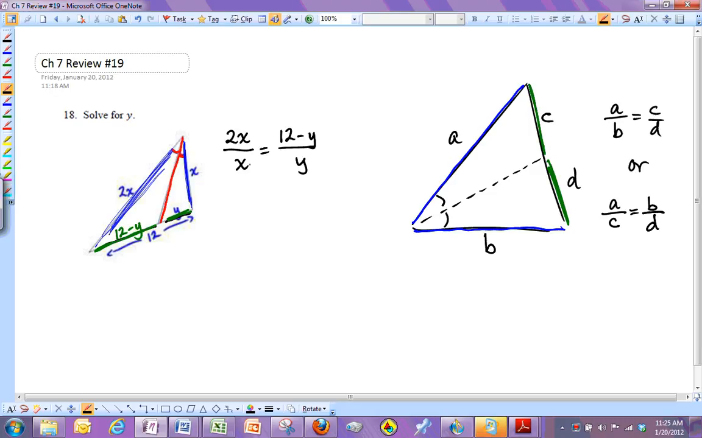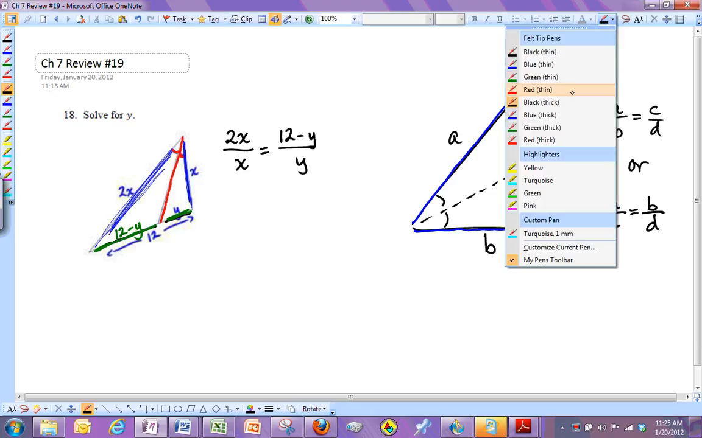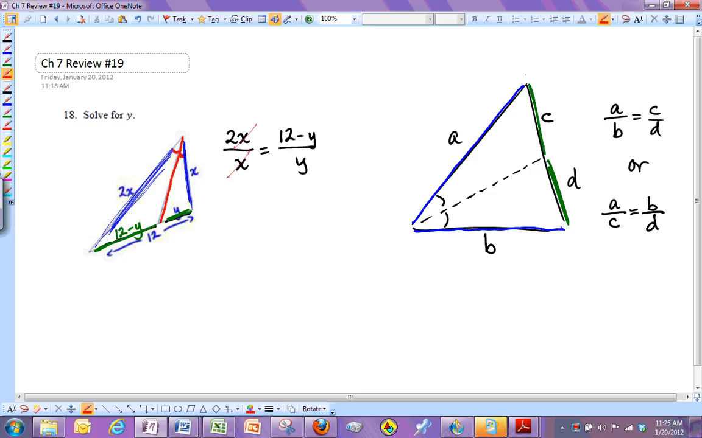And so if you set it up this way, one nice thing is that the x's are going to cancel right away, and you're left with 2 over 1 equals 12 minus y over y. So 2y, when you cross multiply, equals 12 minus y. So 3y equals 12, and y equals 4.